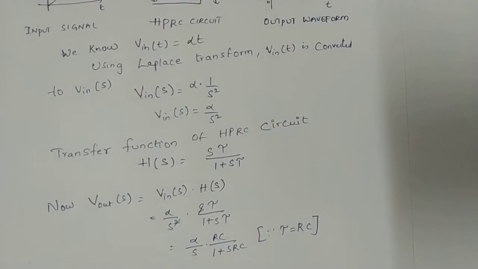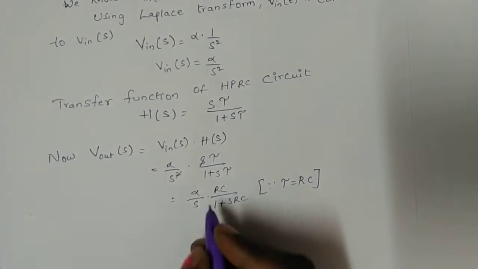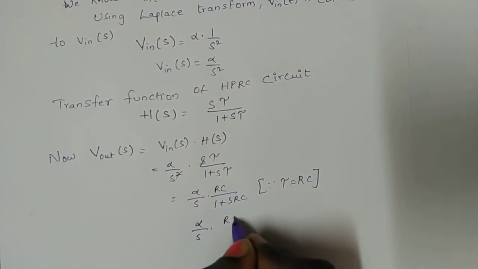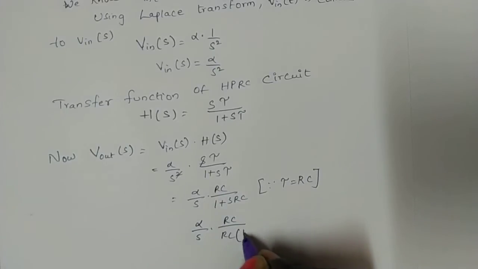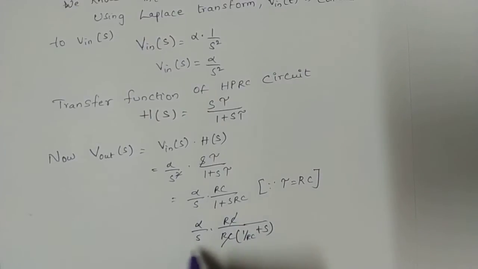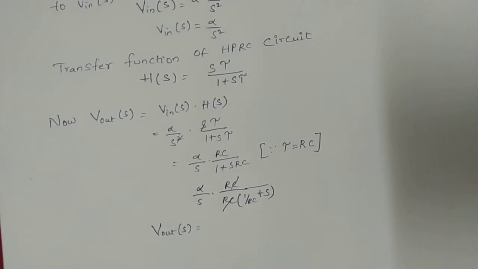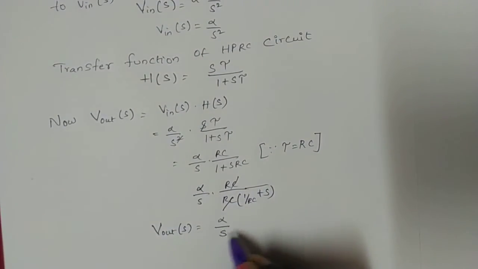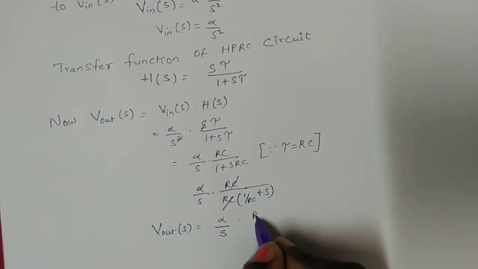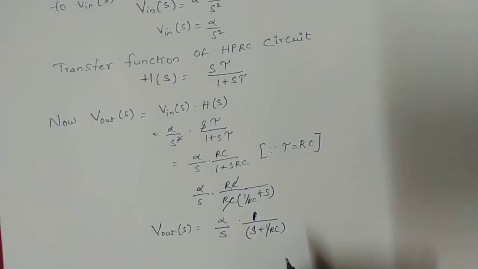Now taking RC as common from the above equation, we get 1 by RC plus S. Now RC and RC get cancelled. Then V out of S equals alpha by S into 1 by S plus 1 by RC. Okay, this is the V out of S.